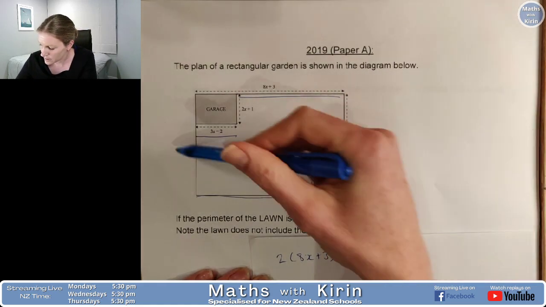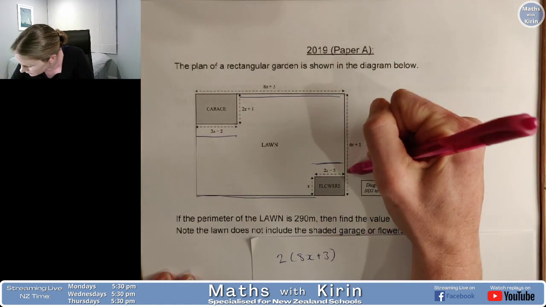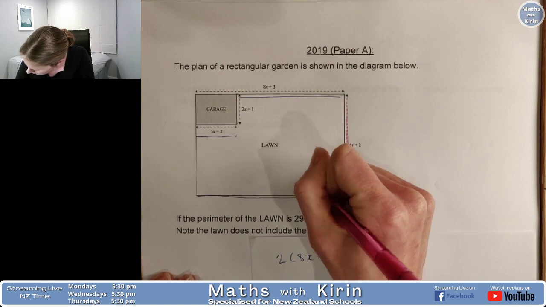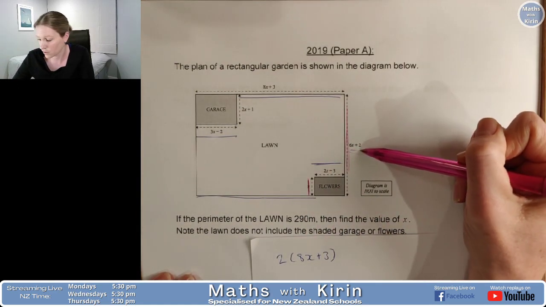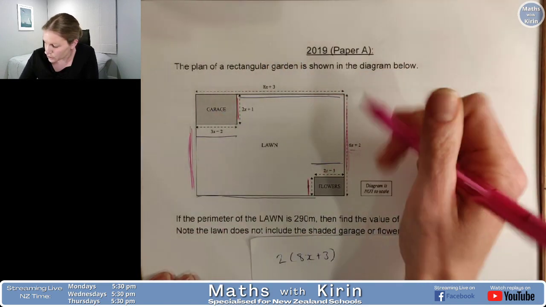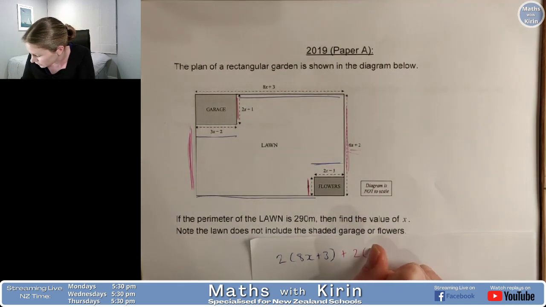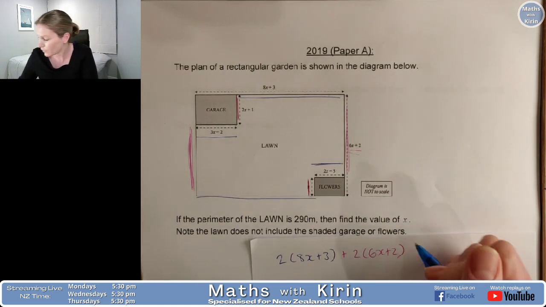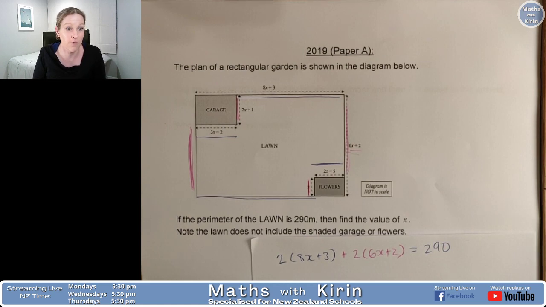And then we can sort of do the same thing for this part down here. So if we have this and this, that's the same as our 6x plus 2. Okay, and then the same here, this and this bit here is also 6x plus 2. So we want to add 2 lots of 6x plus 2 to our equation. And we know that the perimeter is equal to 290. So we've formed our equation. Now we just need to solve it.